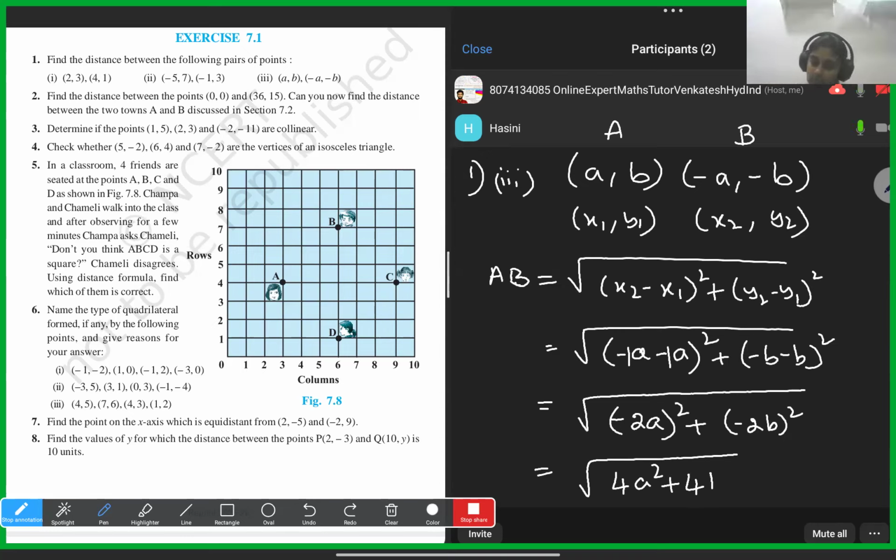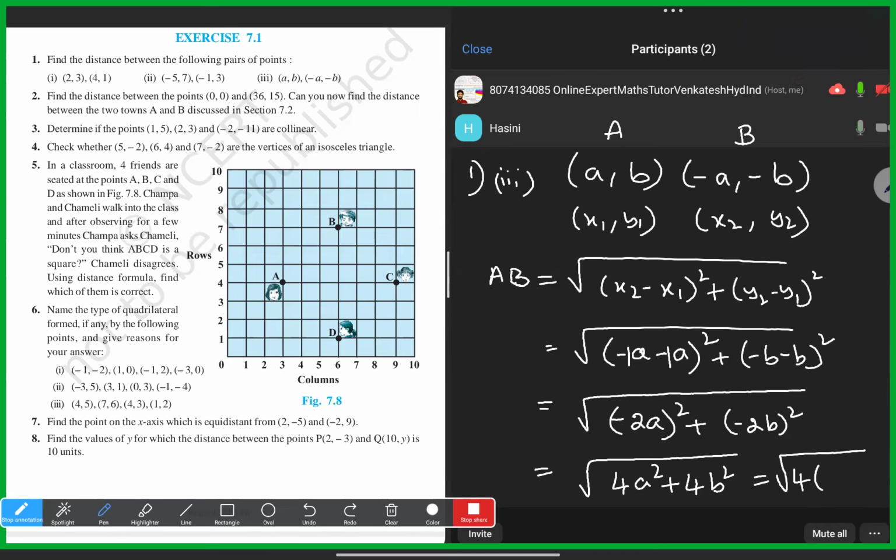Yes, Hasni. So now inside the square root we can take 4 common. Yes, sir. So if we take 4 common, what will we get? 4 into bracket open a square plus b square. Yes, Hasni. The reason is 4 into a square and 4 into b square; if you open it, you will get all of that.